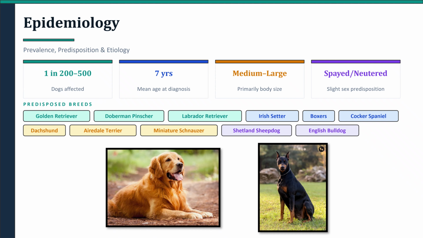So, if a middle-aged Golden Retriever walks into your clinic looking lethargic and overweight, hypothyroidism should immediately be on your differential list. Here's a quick visual look at some of the most commonly predisposed breeds, from the classic Golden Retriever and the elegant Doberman Pinscher to the ever popular Labrador Retriever. Let's now move on to what actually brings these dogs into your clinic, the clinical signs.